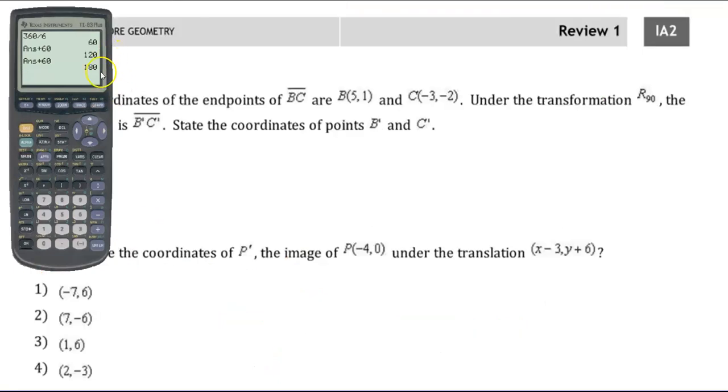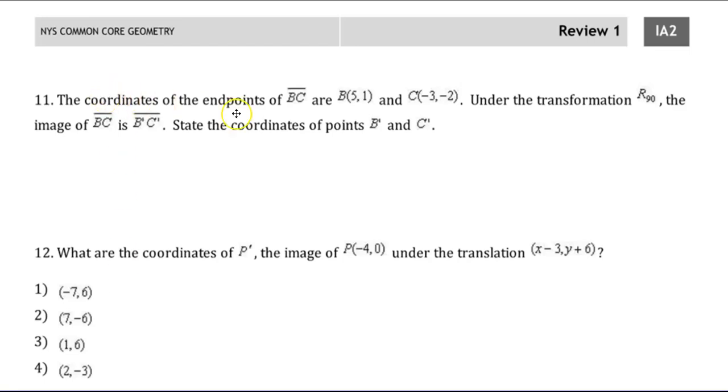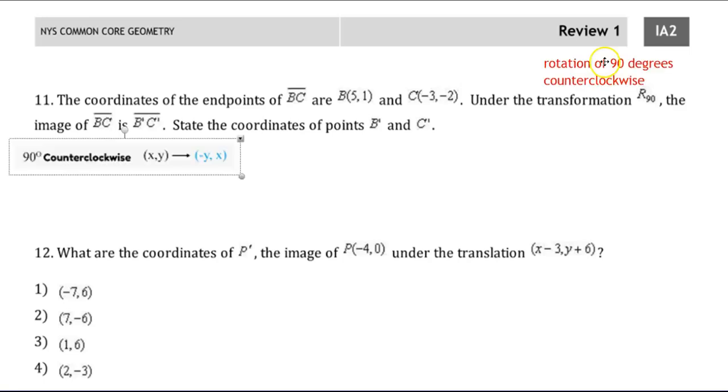Okay, moving on to the next question, asking the calculator to please kindly move out of the way. Question 11, it tells you the endpoints of BC, which are 5, 1, and -3, -2. We're going to do a transformation of R, which is that big R's rotation of 90 degrees. And a rotation of 90 degrees counterclockwise has this rule. We're going to take x, y, and turn it into -y, x.